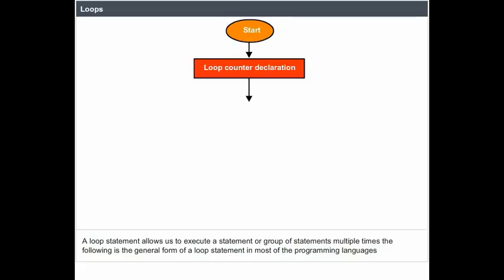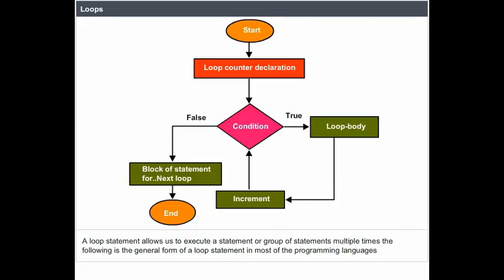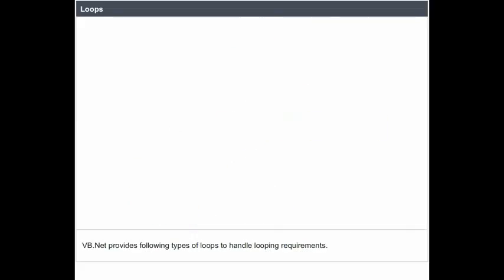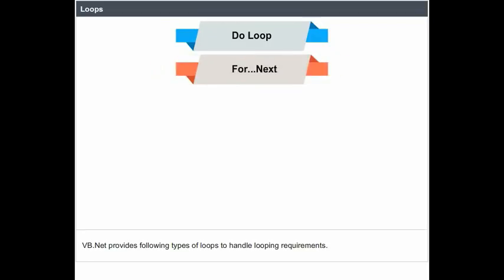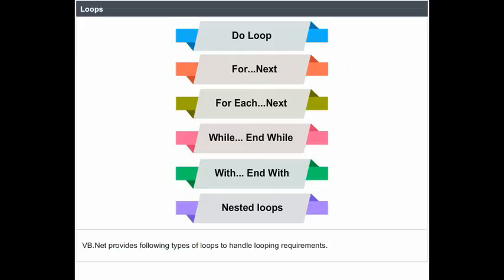A loop statement allows us to execute a statement or group of statements multiple times. The following is the general form of a loop statement in most of the programming languages. VB.NET provides following types of loops to handle looping requirements: do loop, for next, for each next, while end while, with end with, nested loops.